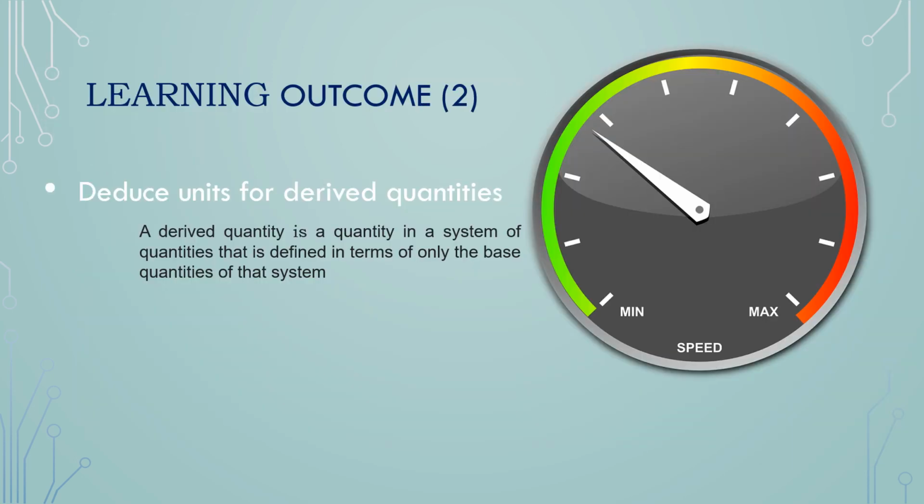Our next learning outcome will be to deduce the unit for derived quantities. A derived quantity is a quantity in a system of quantities that is defined in terms of only the base quantities of the system. When converting the unit of a derived quantity, each of its base units involved must be converted. Examples of derived quantity are speed, acceleration, density, momentum. Homework will be given to test you on how to derive quantities.